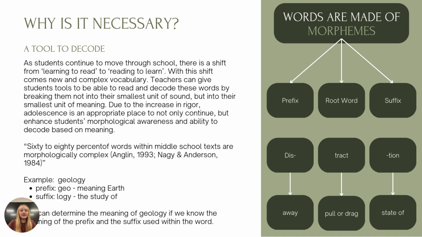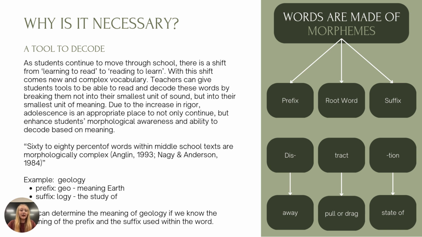And this is due to the increase in rigor. And this means that it's not only an appropriate place for morphology to occur, adolescent classrooms, but it's also necessary for them to be able to be successful in comprehending these more complex texts. I have a quote here that says 60 to 80% of words within middle school texts are morphologically complex. So that means it is very necessary for morphological awareness to be explicit in the classroom.